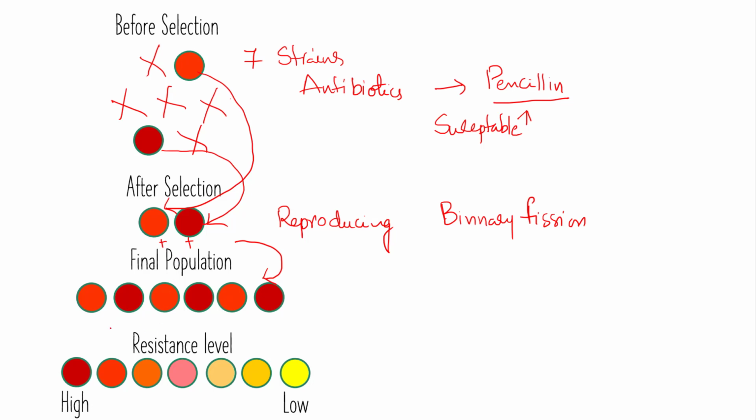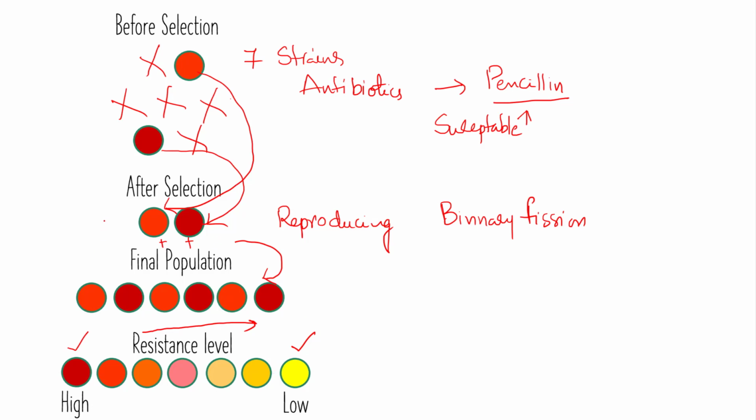When we talk about resistance, this is the high level of resistance, and gradually the resistance level decreases to yellow. Yellow is the low level of resistance in the bacteria. So accordingly, natural selection is operating here. Basically, this is how these populations get variations.